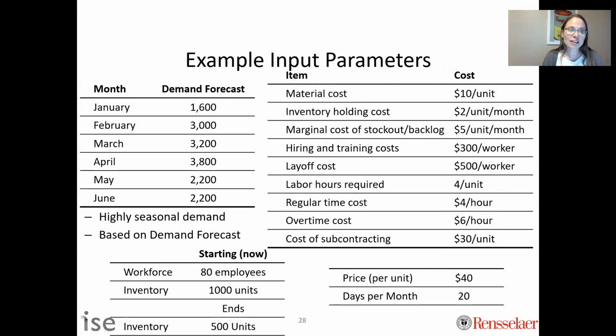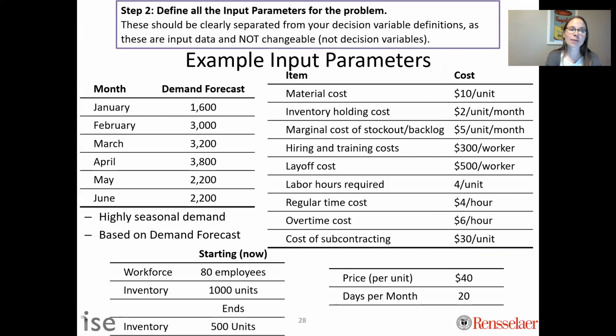So the next thing is we would have a lot of input parameters. Remember, input parameters are things that are set. And so these are things we don't want the model to change. These are just pieces of data that we're going to input into our model. And so the second step is to define all these input parameters for the problem. These should be clearly separated from your decision variables, as these are input and not changeable.